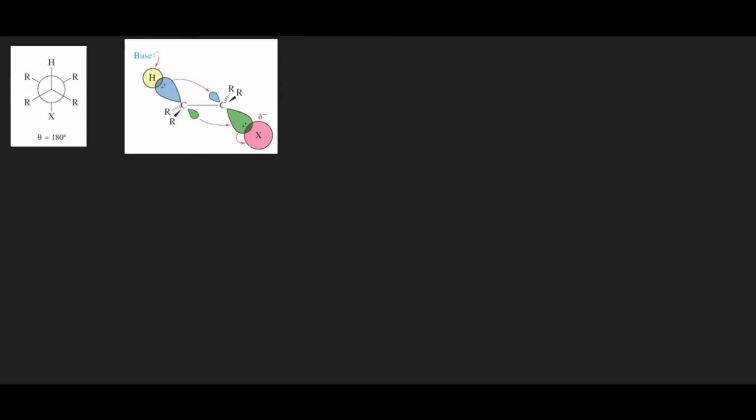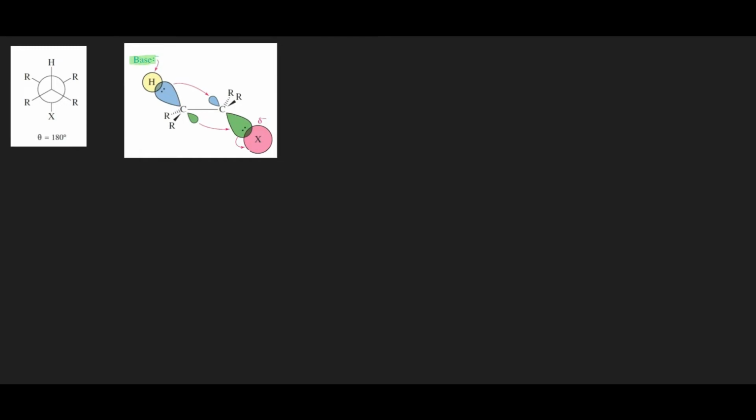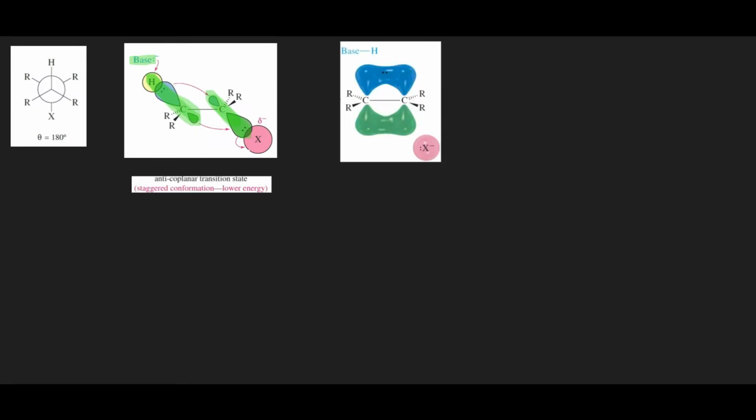In the anti-coplanar transition state, the C-H and C-X sigma bonds are coplanar, but on the opposite sides of the C-C bond. As the bonds break, the carbons change hybridization. The sp3 orbitals change to the parallel p orbitals, which then overlap to form the pi bond. This is staggered conformation, with base far away from the leaving group. In most cases, this transition state is lower in energy.